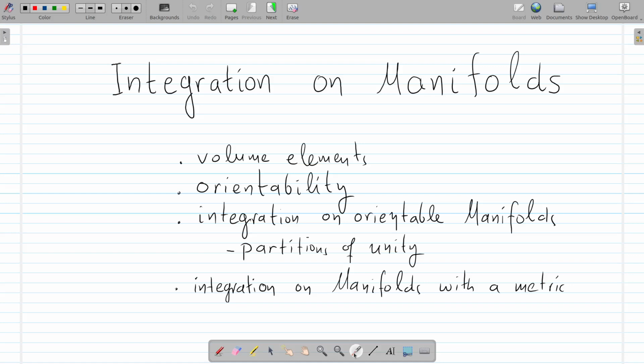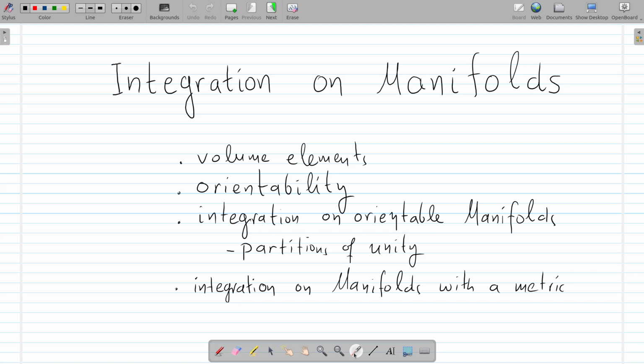In this video, we will overview how to perform integrals on differentiable manifolds. For that, we need to define volume elements with respect to which we will integrate functions, and we will see that such a notion can be defined only on manifolds that are special and have a property called orientability.